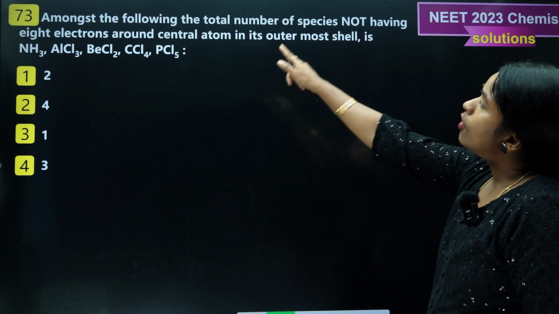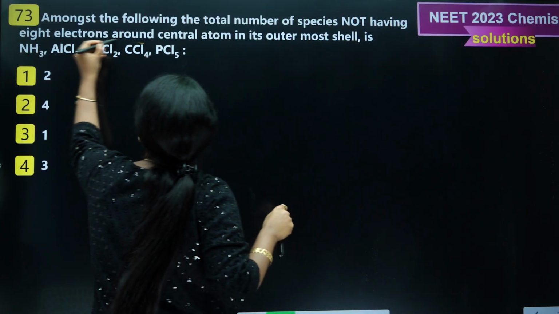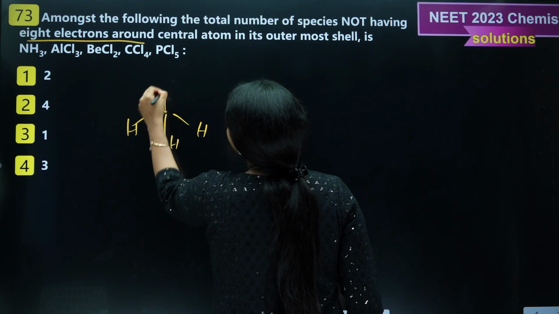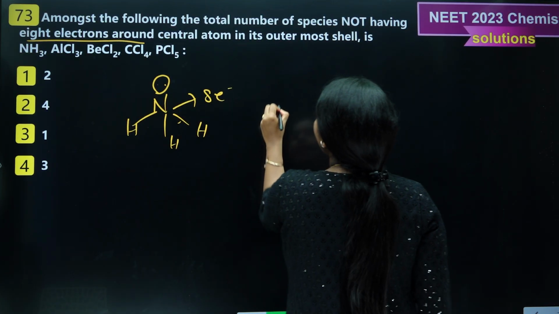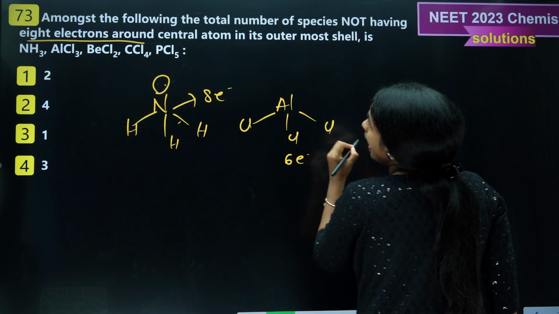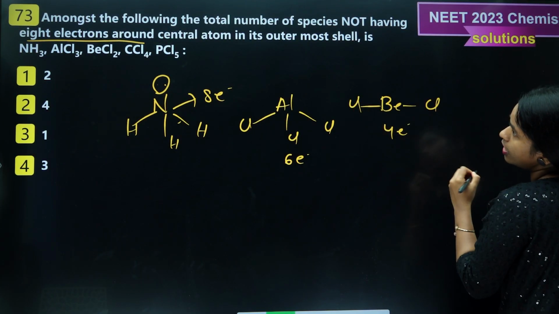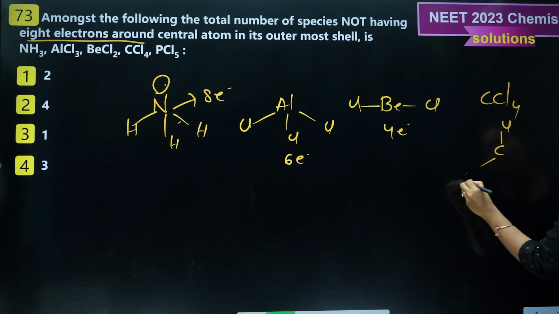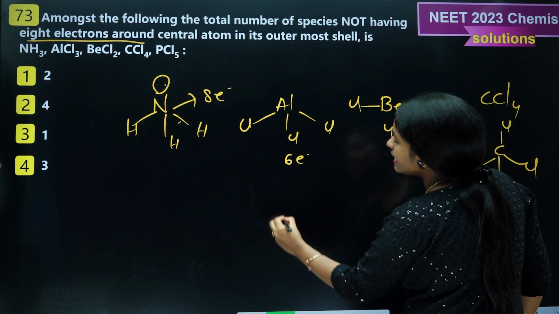See the next one. Among the following, the total number of species not having 8 electrons. In the case of ammonia, how many electrons does it have, students? This is 3 bonds, 3 2s are 6, and here 2. It is having 8 electrons. AlCl3 is having 3 bonds, so 3 2s are 6 electrons. In BeCl2, around beryllium 2 bonds are present, so 4 electrons. In CCl4, around carbon there are 4 bonds present, so 8 electrons. And see the next one, PCl5.